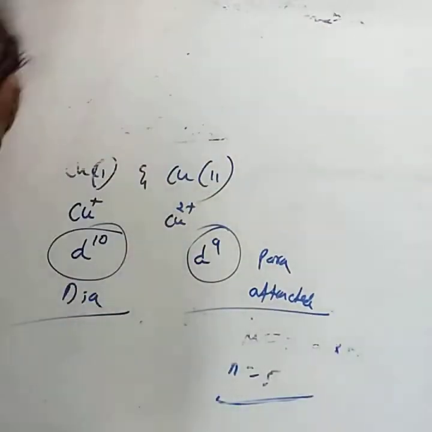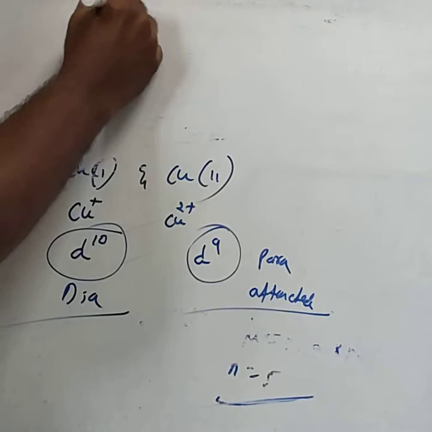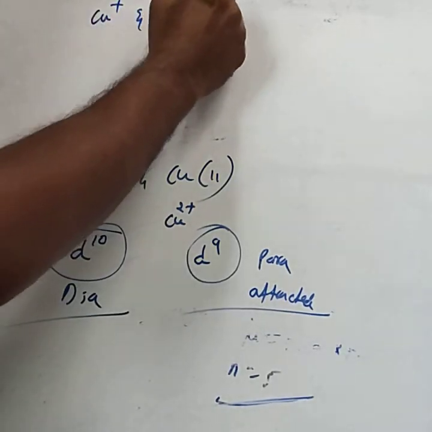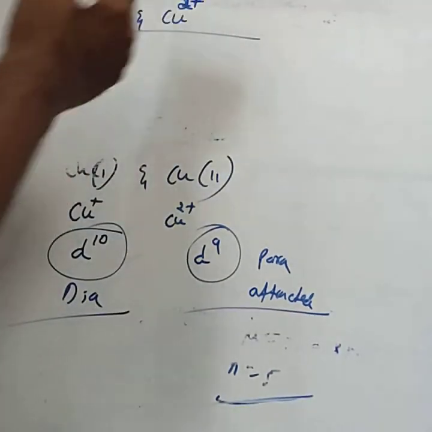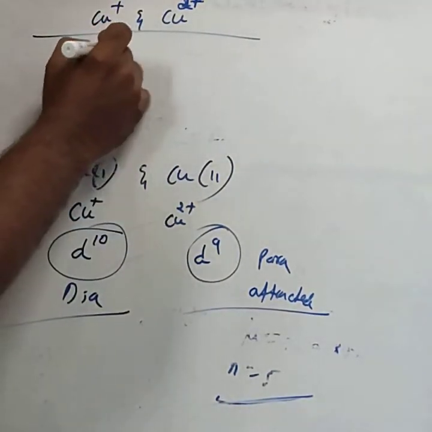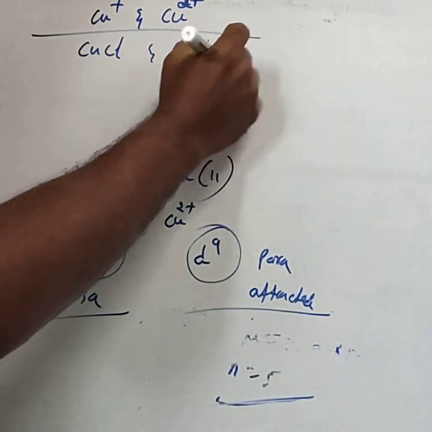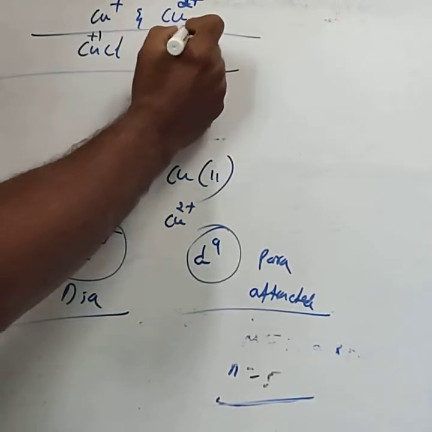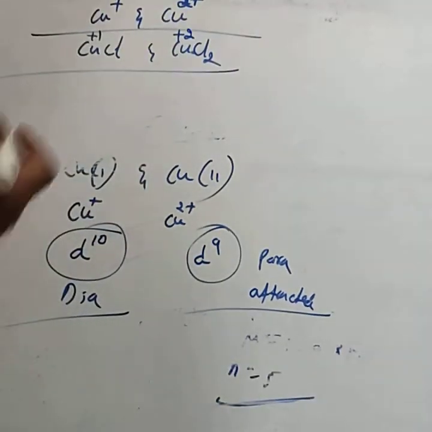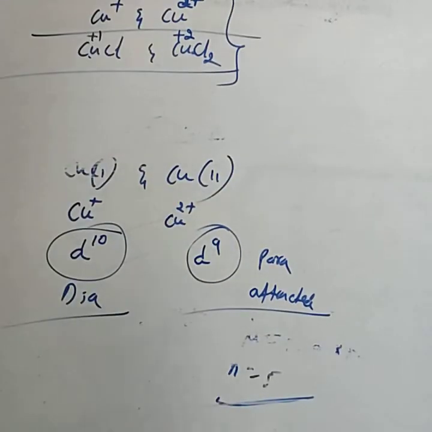And one more, among copper 1 and copper 2, Cu plus, and very important, even in the CET 2020 they asked this question. Out of Cu plus and Cu2 plus, they are given like this, CuCl and CuCl2. CuCl means plus 1 oxidation state. CuCl2 means plus 2 oxidation state. Out of CuCl and CuCl2, which one is more stable?